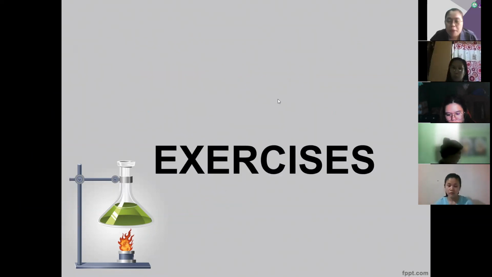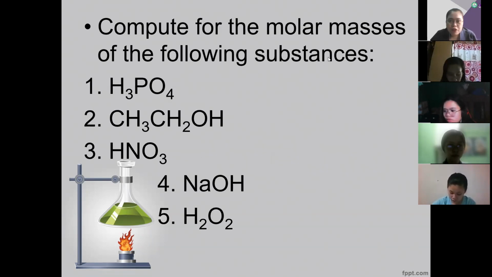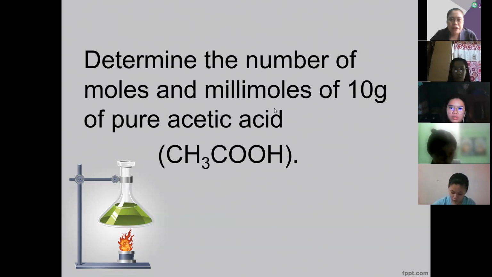And then these exercises will become your assignment. Na-post ko na yung PowerPoint presentation sa Schoology and nakalagay itong exercises doon. So I need you to show your solution. Compute for the molar mass from 1 to 5. Show your solution. Round off the atomic weights to the nearest whole number. So I expect your answers here sa molar masses will be in whole number also.